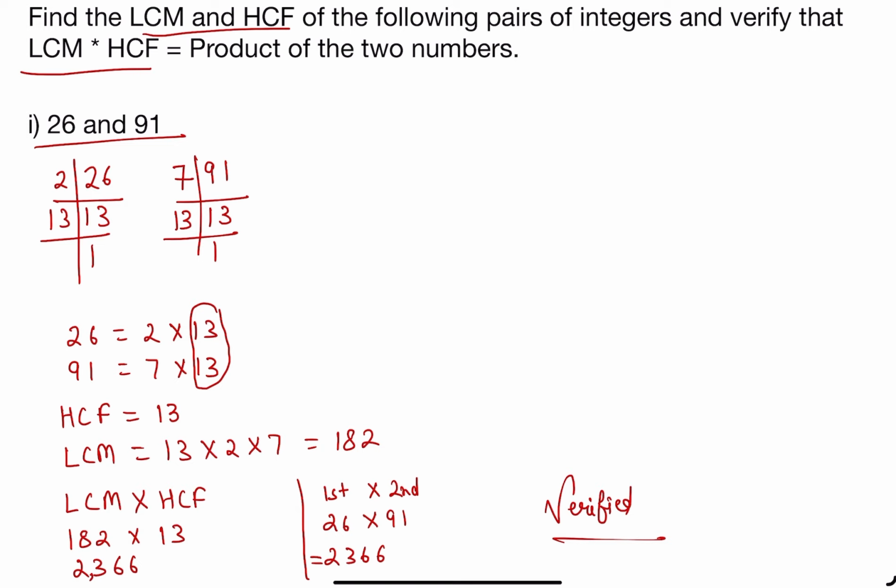Now next, 510 and 92. 510 is again an even number, so we can divide it by 2. 2 2s are 4, then 5, then again 5. Now if we do the sum, it will come 12. Then we can divide it by 3. 3 8s are 24 and 3 5s are 15. Now the unit digit is 5. So it will go by 5. 17 is a prime number.